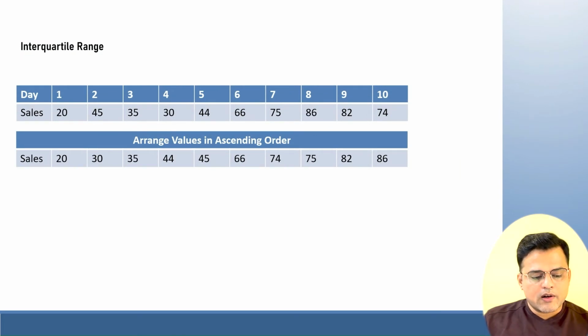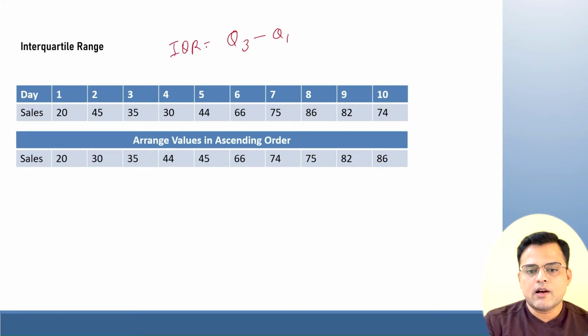So, the interquartile range is a measure of dispersion or spread of values around the median, between the third quartile and the first quartile. So what is interquartile range? Interquartile range is Q3 minus Q1. So my IQR is equal to Q3 minus Q1.